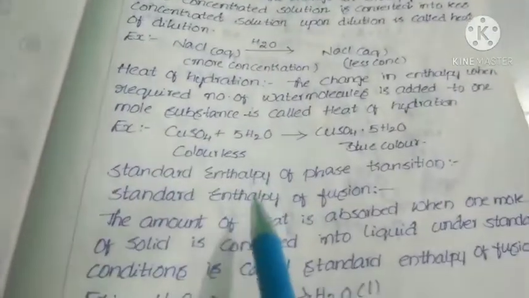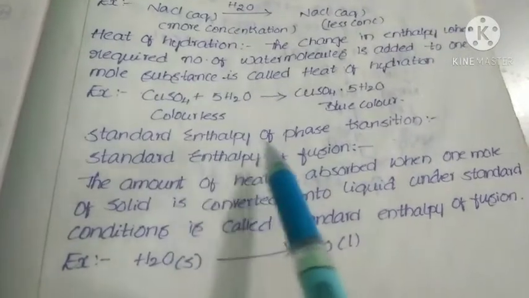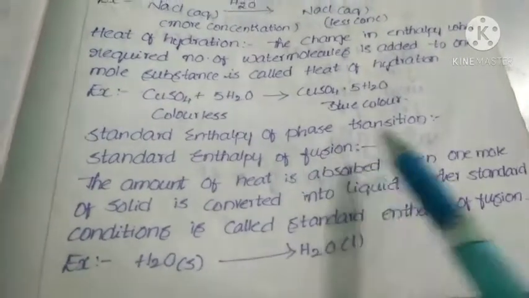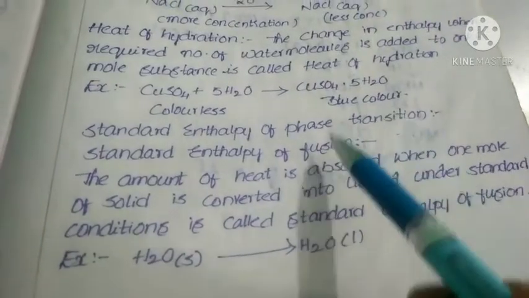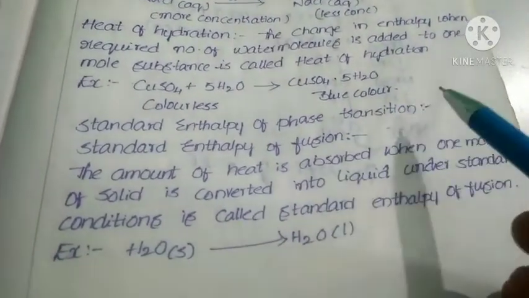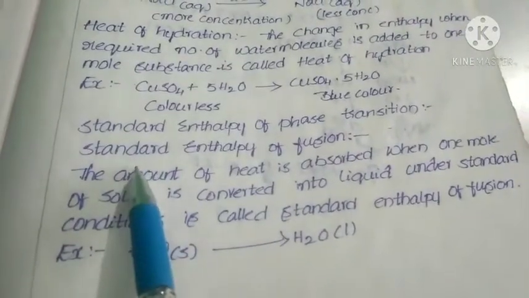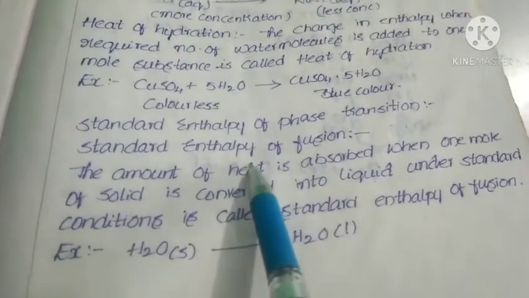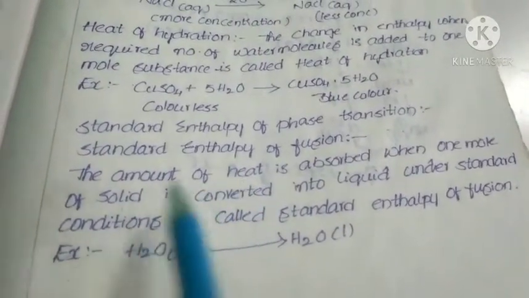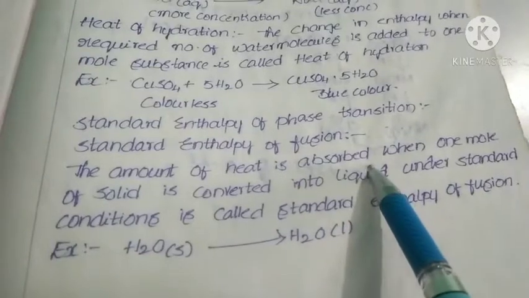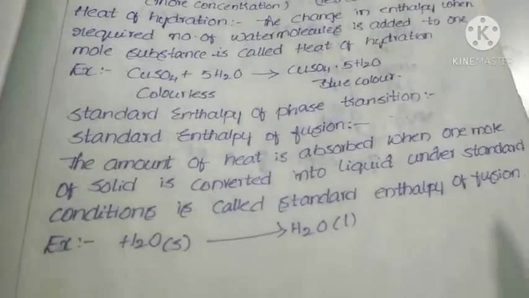Next, standard enthalpy of phase transition. Standard enthalpy of what? Phase transition. Phase transition means one physical state of substance changes from one state to another state. Among them, first definition is standard enthalpy of fusion. In that case, what is the definition? The amount of heat is absorbed. Fusion means what? When solid is converted into liquid, that is called fusion. That is also called melting.